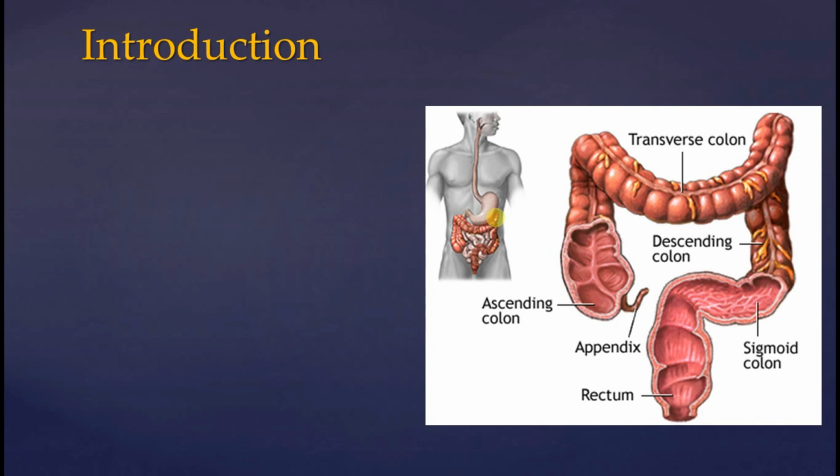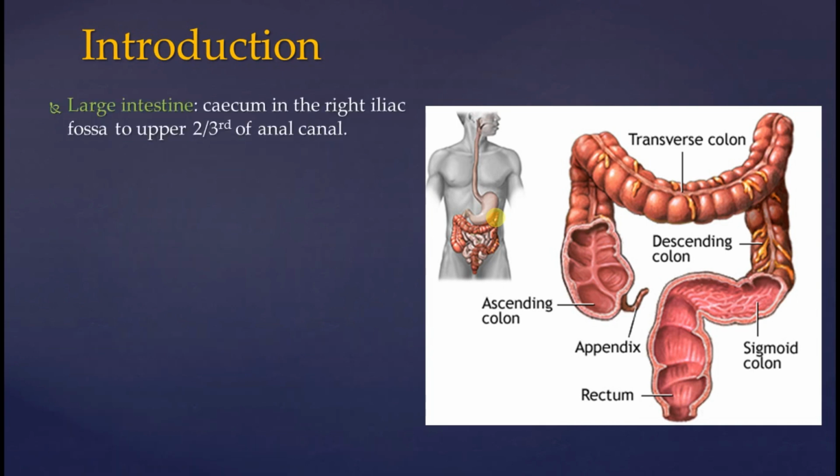Now, the large intestine is also called as the gut. It starts from the ileocecal junction to the ano-mucocutaneous junction of the anus. From the ileocecal junction to the mucocutaneous junction, that is up to the middle 1/3 of the anal canal, or the upper 2/3 of the anal canal, is the extension of the large intestine.